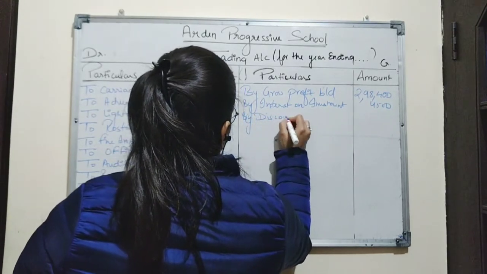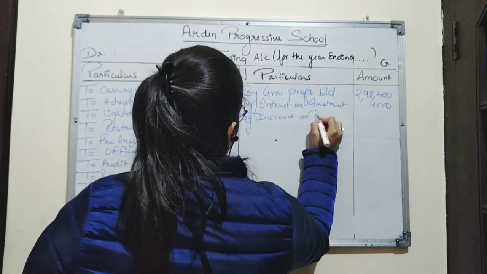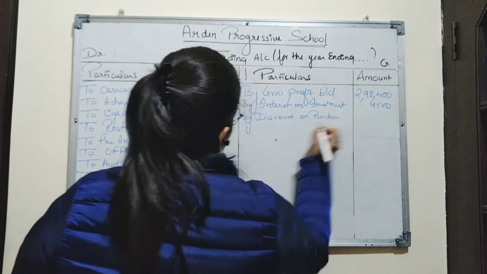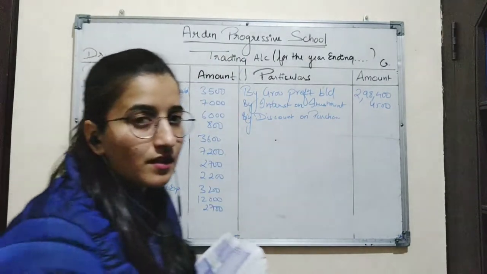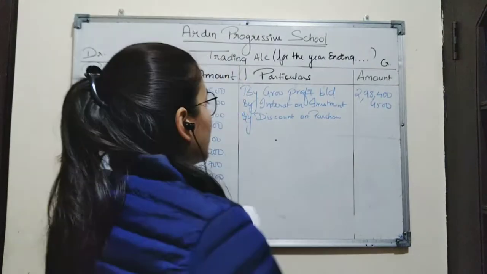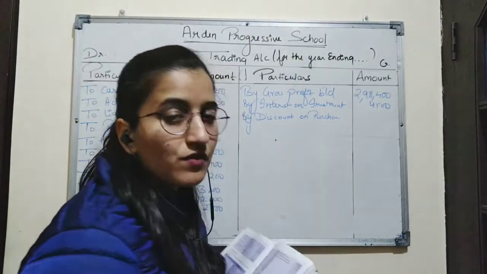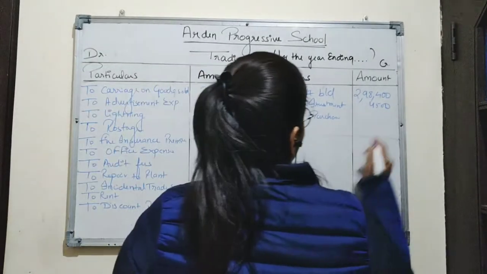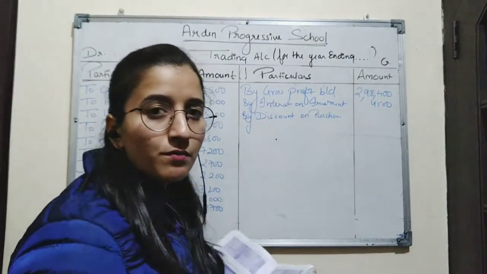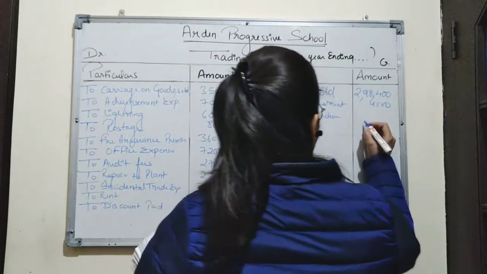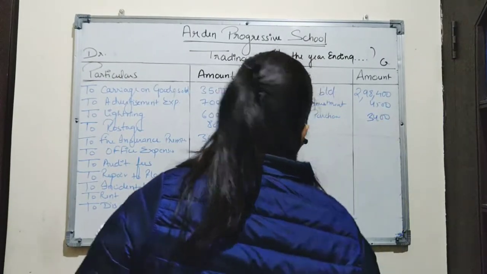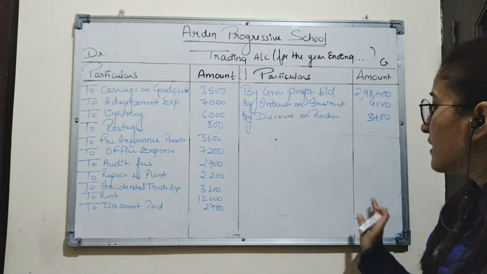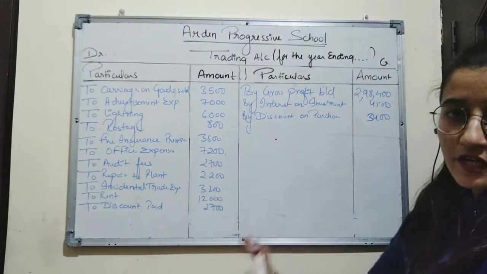By discount on purchases. So this discount on purchases is considered as cash discount. Cash discount has been received, so it is considered as indirect income. So the amount of discount on purchases is rupees 3400. So now we will see which side is having a greater value.